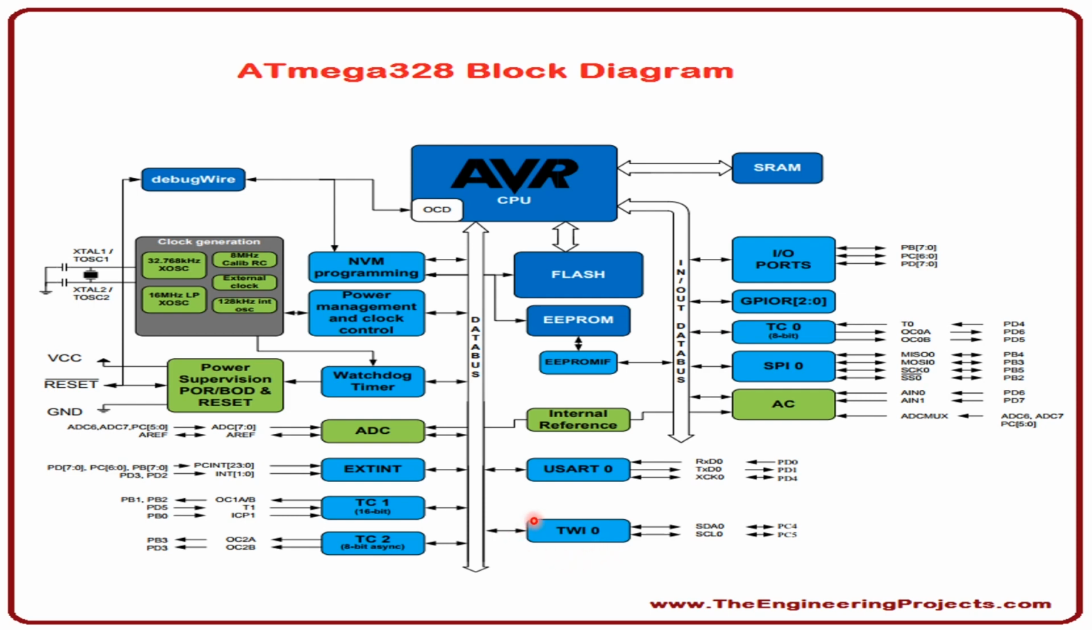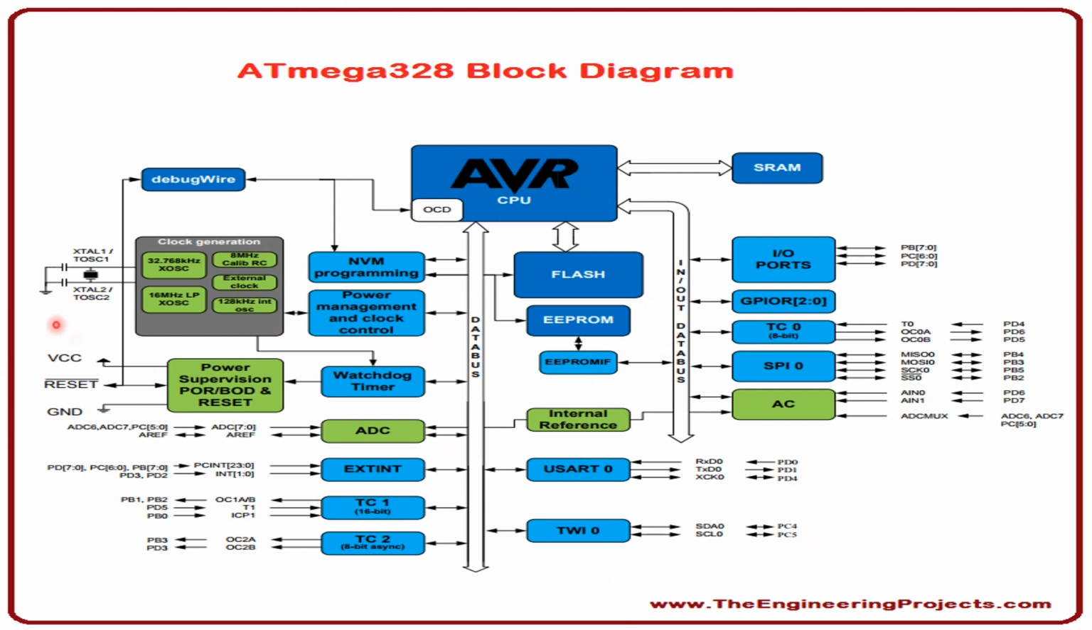And after that, we are going to consider the GPIO pins, that is input output pins. Like I said before, there are three ports, that is port B, port C, and port D. These are those ports, and there are 23 general input output pins, and out of them 14 are digital pins, and 6 are analog pins, and after that we have some other pins as well.